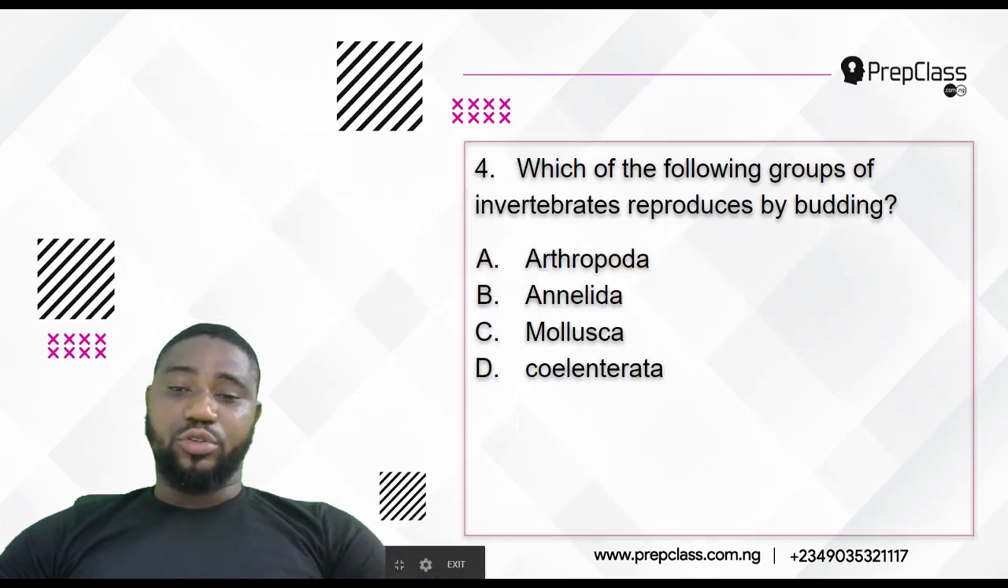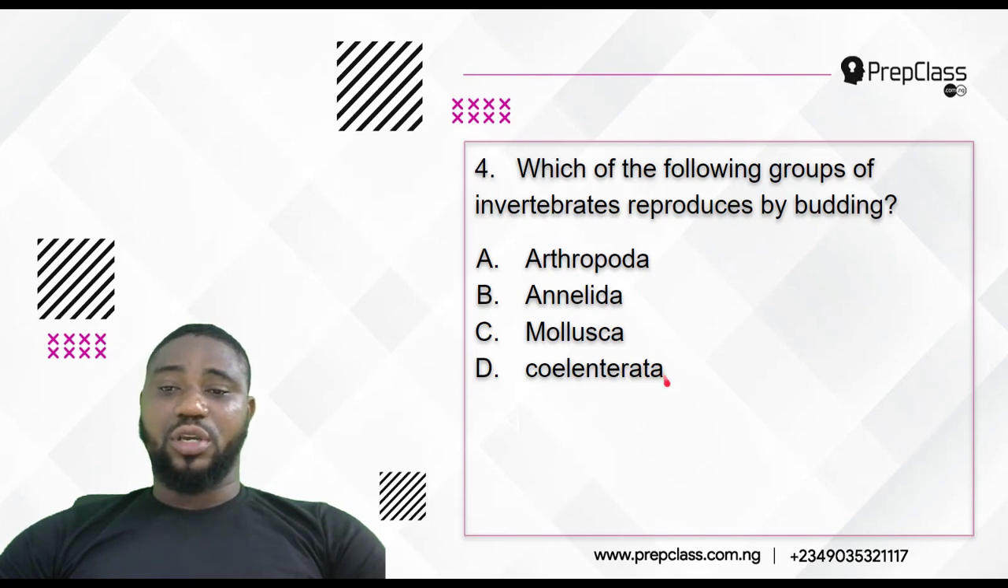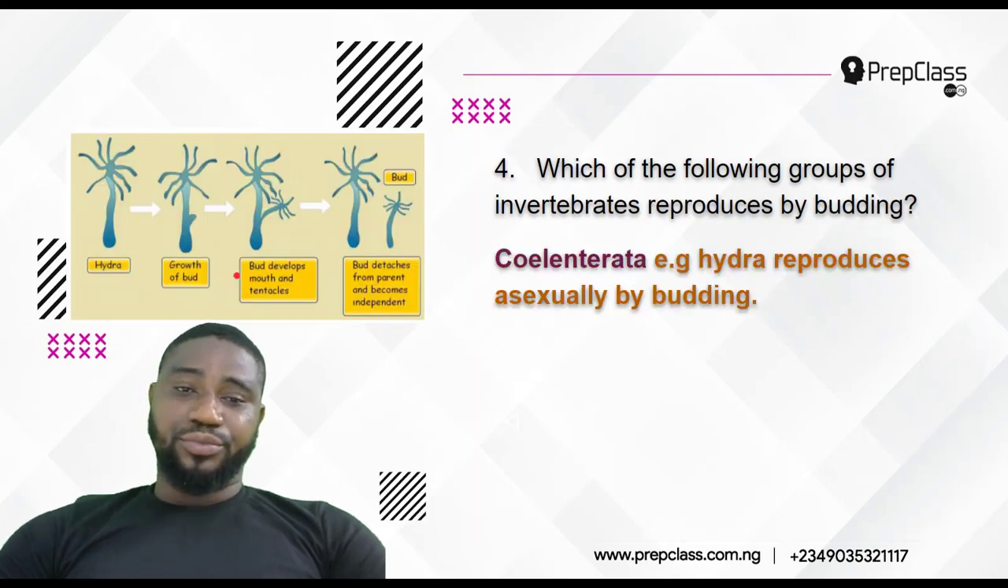Those other ones will not reproduce by budding. Arthropoda reproduces by sexual reproduction. Mollusca, sexual reproduction. Annelida, sexual reproduction. So only coelenterates reproduce by budding.